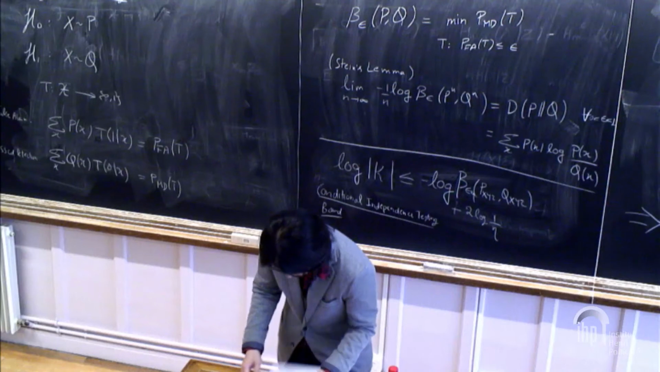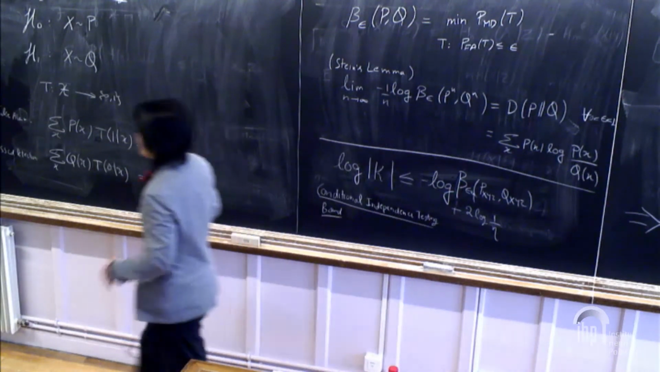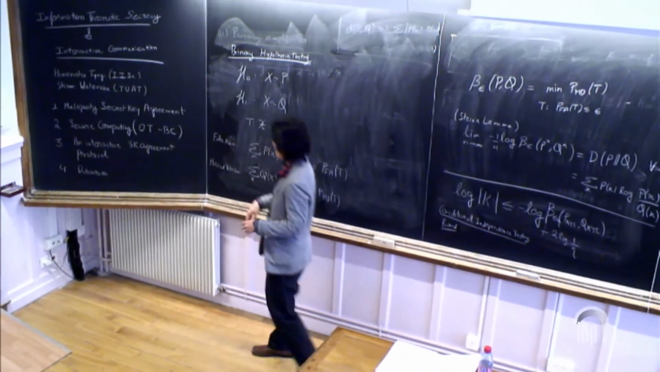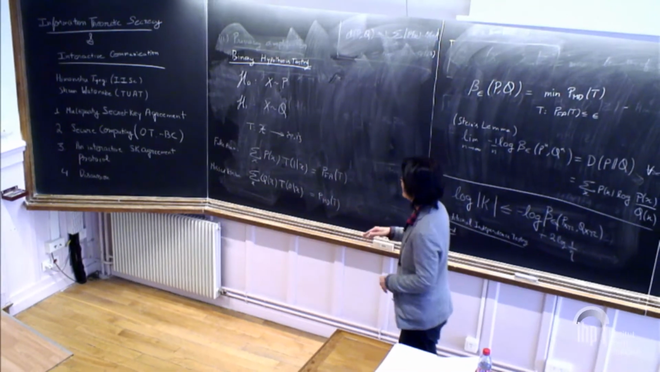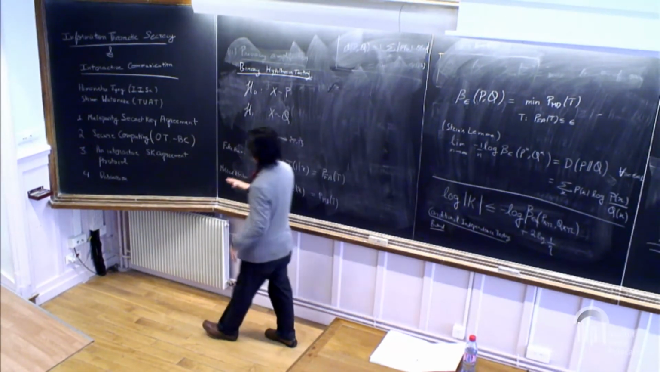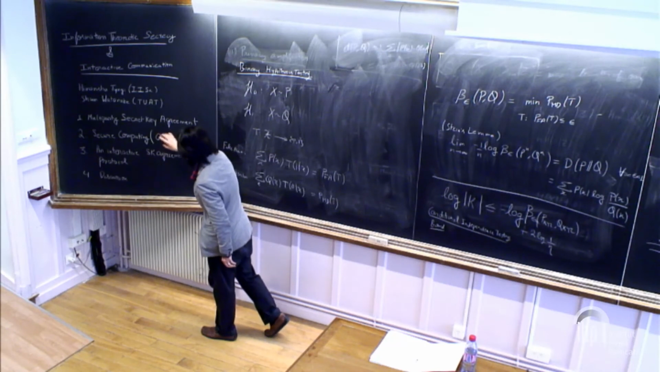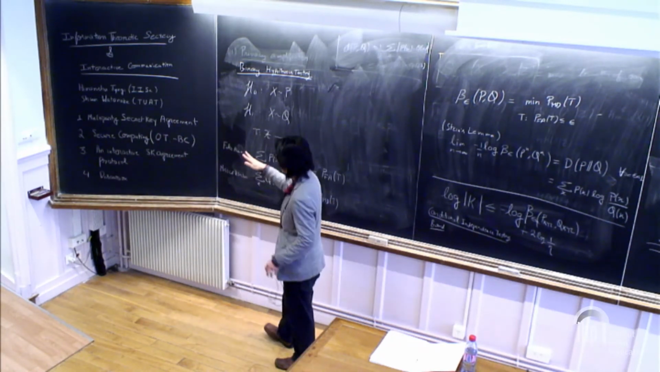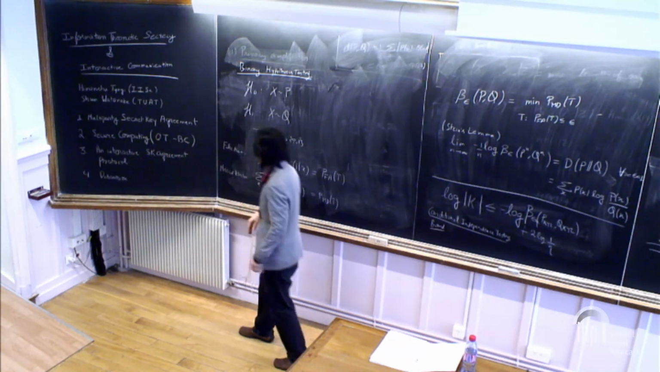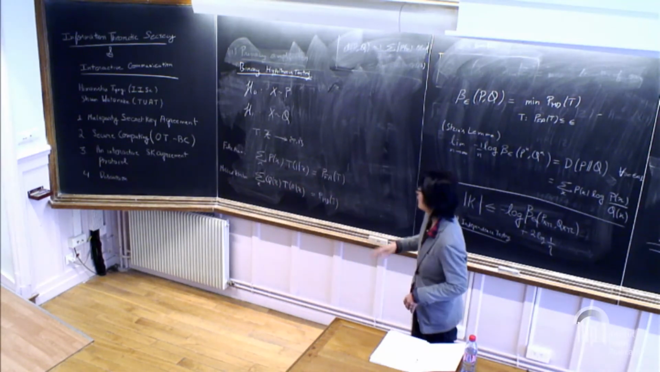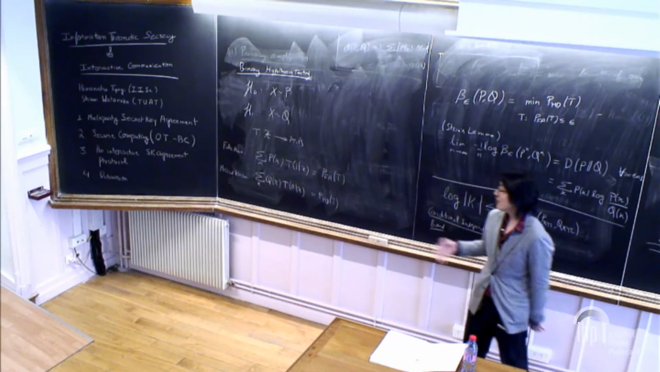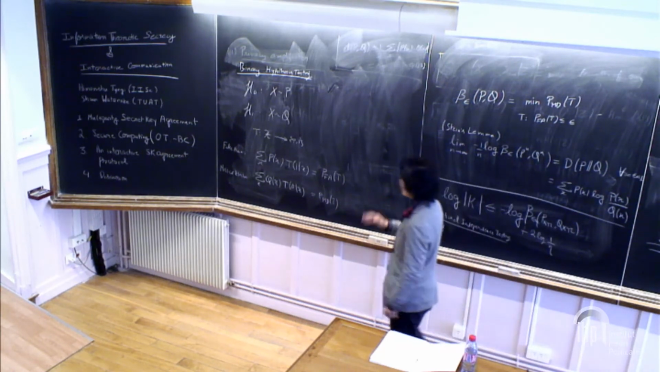So in this second part, I'm going to cover this secure computing problem. Because we are slightly running out of time, probably I'll only cover oblivious transfer. But if I have time, I'm going to cover bit commitment. So I'm going to review some basic results on secure computing.